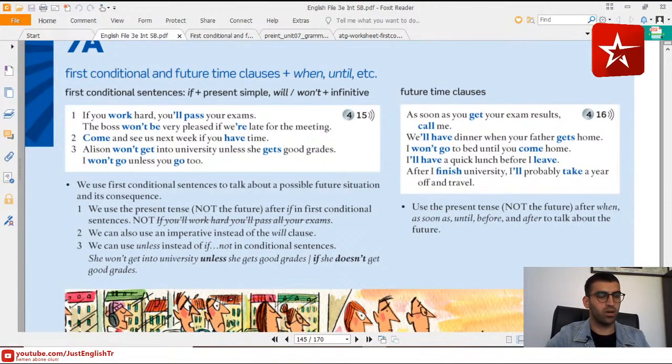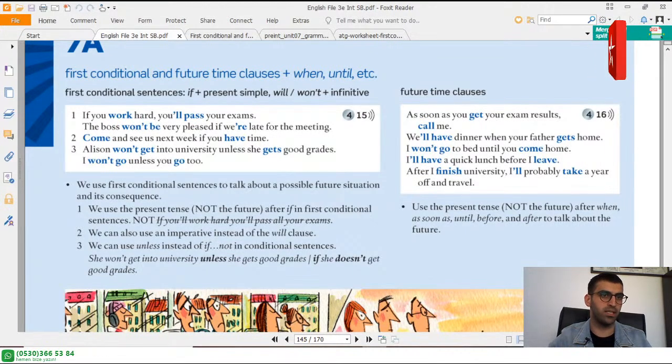Okay, let's start to talk about the first conditionals and future time clauses, like when, until, as soon as, before, after. We will be talking about the time clauses and how we can use them in sentences.